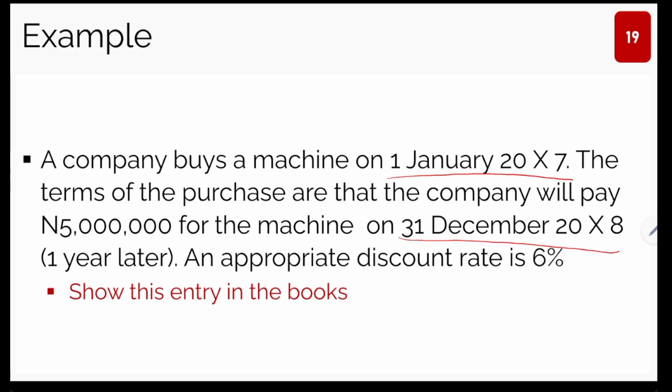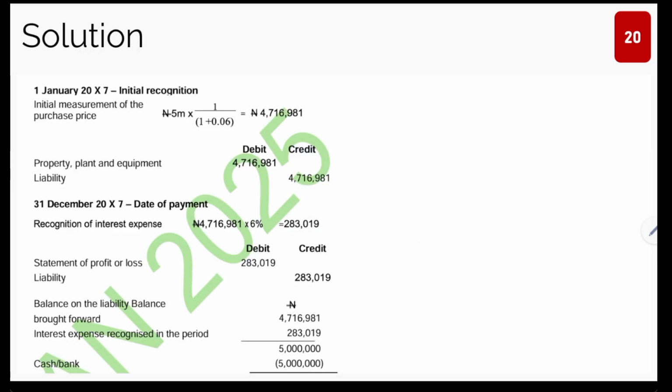Do we show it in the books at 5 million? The standard says, because we've bought the machine already, we just have an obligation to pay at a future date. So what we do is find the present value of the amount so that in our books we're recording it at the current present value. That is the equivalent of that 5 million in today's price. Okay, so let me show you.